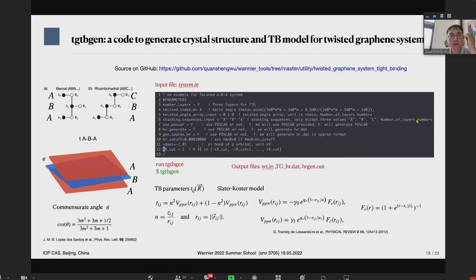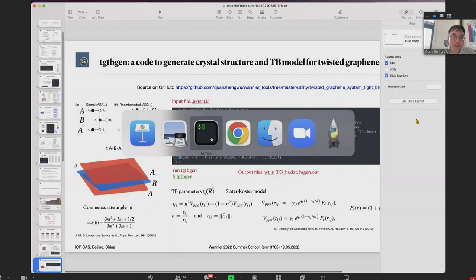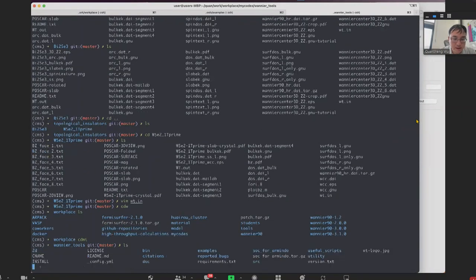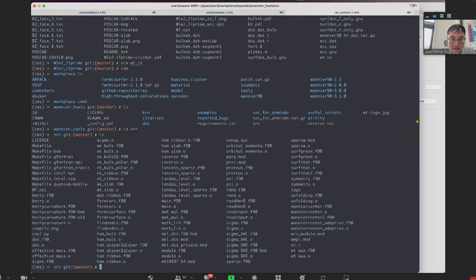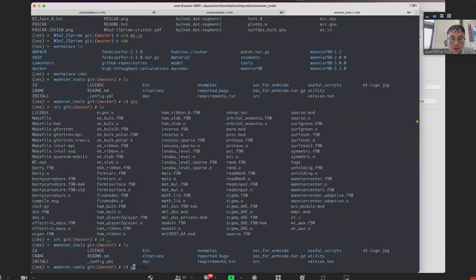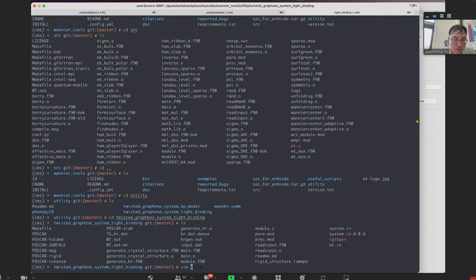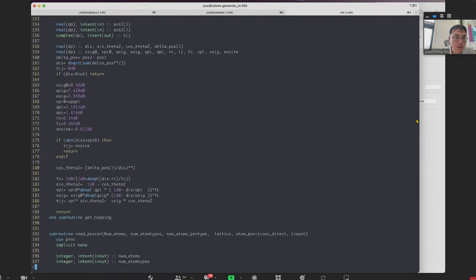Oh, yes, the sigma bond. In this code, you can change that, actually. It's kind of fixed; in my code, I fixed it. But you can set it yourself. You see, this is V_pp pi, V_pp sigma zero. You can set it yourself here.